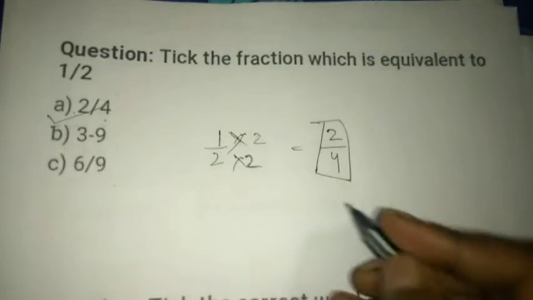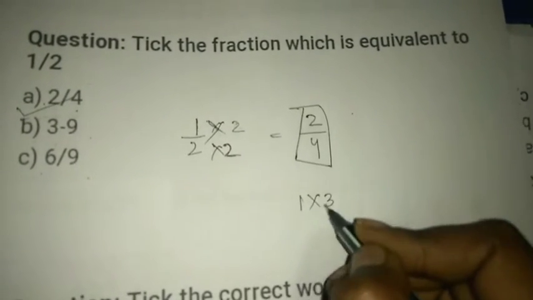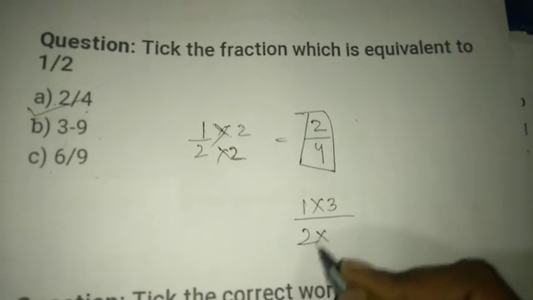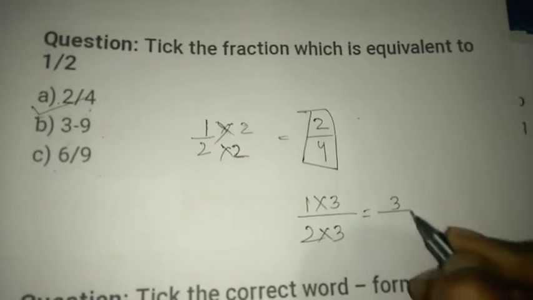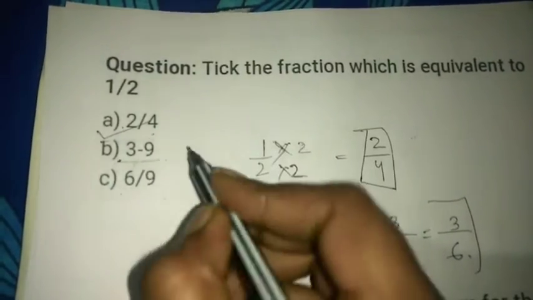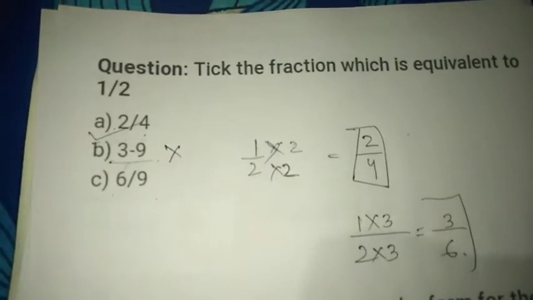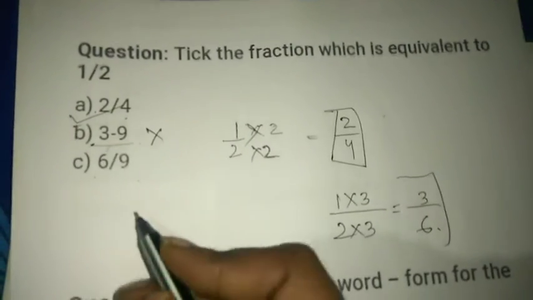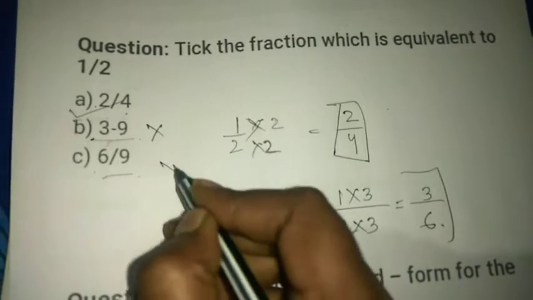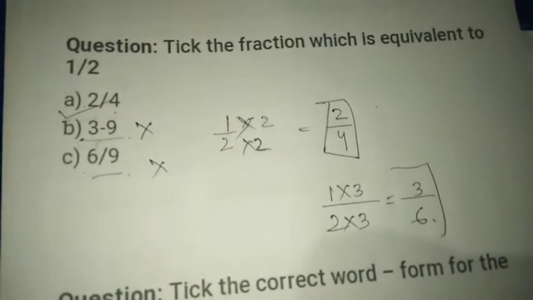Let's check 3 by 9. 1 into 3 by 2 into 3 is equal to 3 by 6. But here the given option is 3 by 9. So it is not an equivalent fraction of 1 by 2. Similarly, 6 by 9 is not an equivalent fraction of 1 by 2.